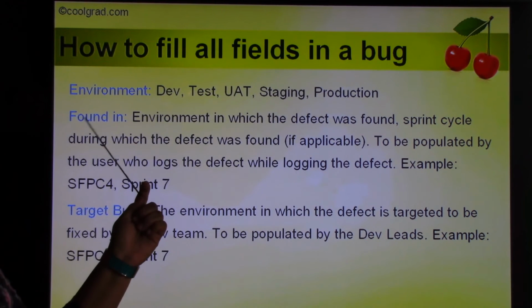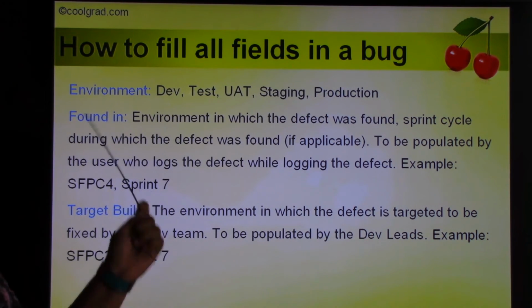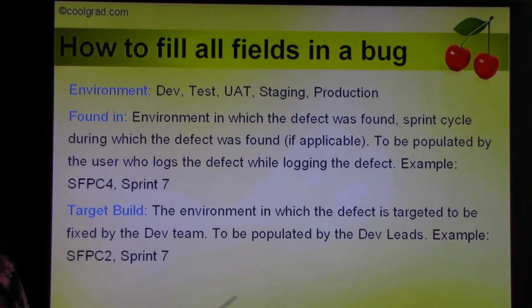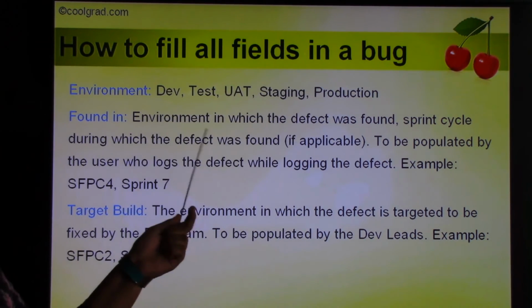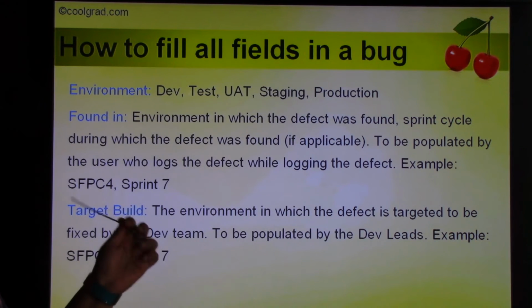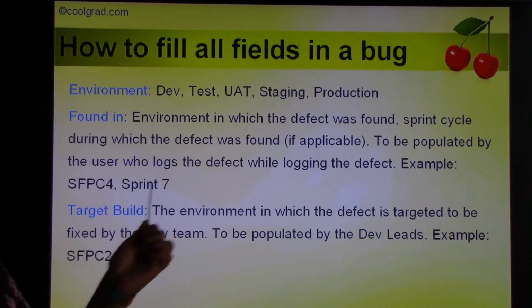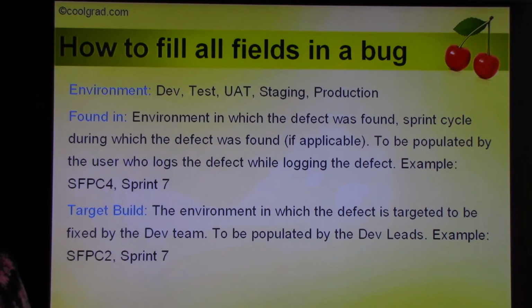So we talk about found in. We talk about which environment and which build. The code has something called builds. That is, every now and then they deploy to the server. That's called a build. In which particular build was the defect found? For example, SFPC4 might be the name of the environment in the build in which they found this, and sprint 7. A sprint is usually a 2 or 3 week cycle, and during this sprint on this environment they found this bug. That's what they're trying to say in this particular build. Or the build might have a particular name, so they might say in this particular build I found this bug in this environment. So in the QA environment, in this particular build I found the bug.